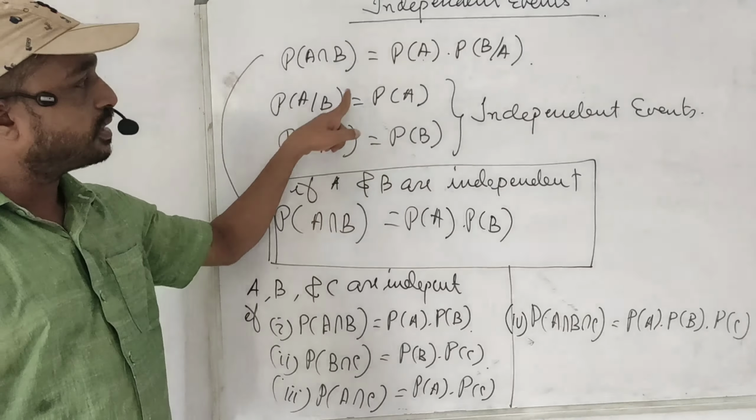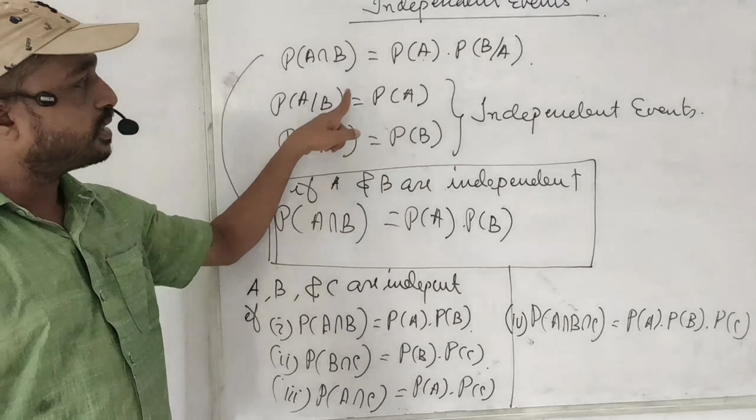What is the meaning of P of A intersection B? It is simply probability of happening both the events A and B. Here both the events A and B should happen simultaneously. That means the card drawn should be an ace as well as spade, or the card selected should be an ace of spade. Isn't it? P of A intersection B simply means probability of drawing an ace of spade.